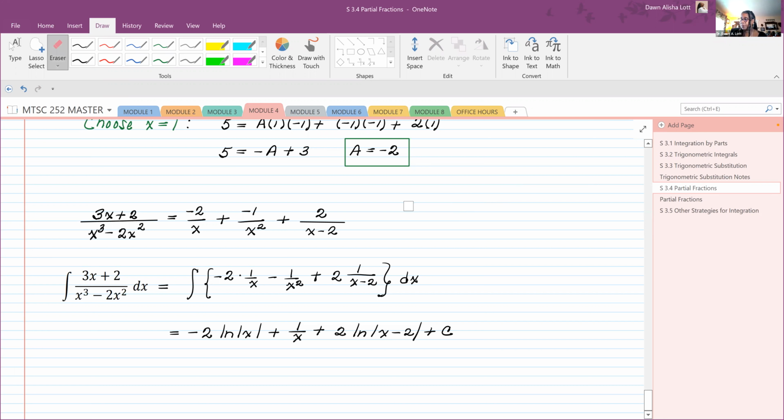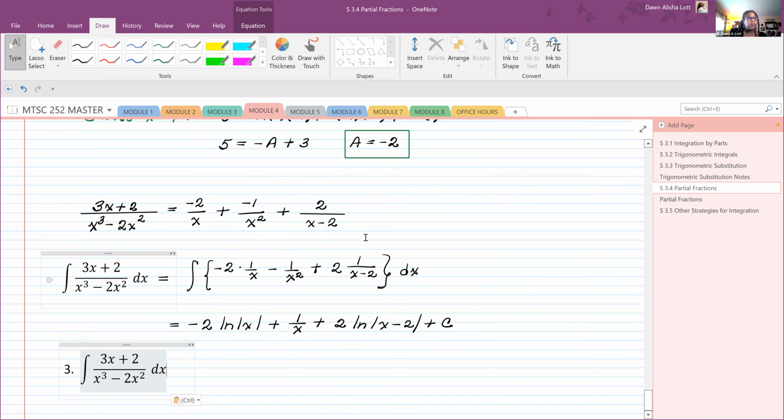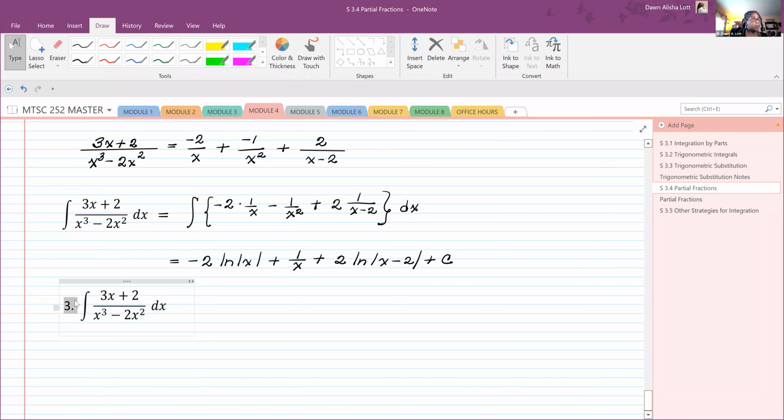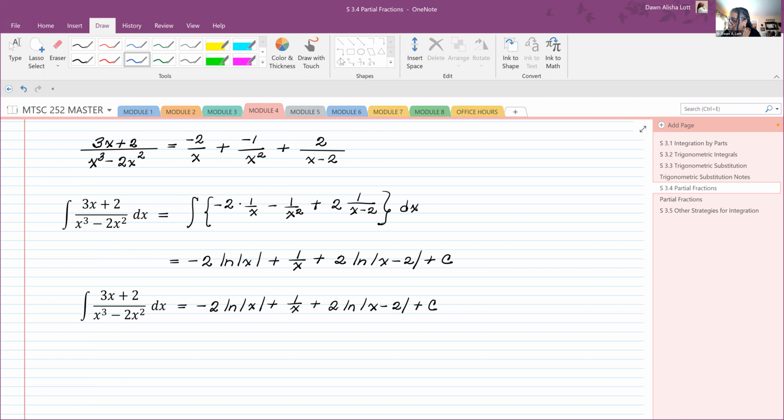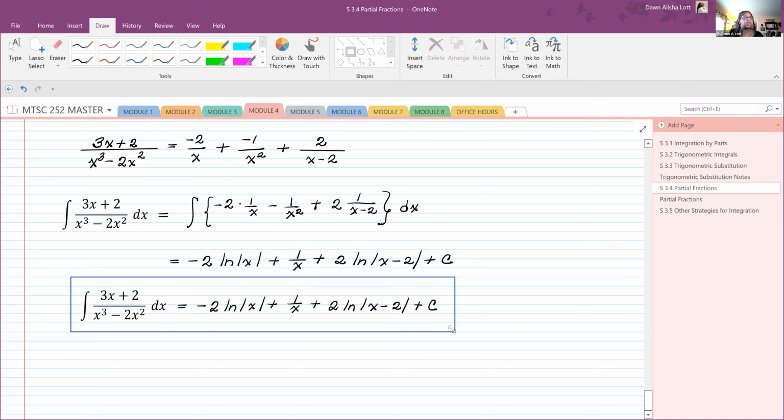So therefore, in finished form, this is -2 times the natural log of the absolute value of x plus 1 over x plus 2 times the natural log of the absolute value of x minus 2 plus a constant. And we are done. Yet another problem. Sense of accomplishment.